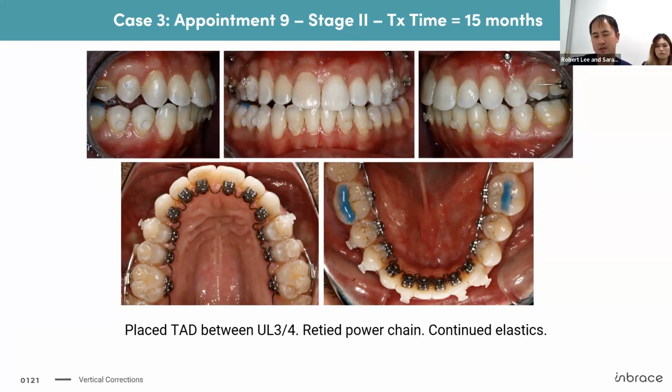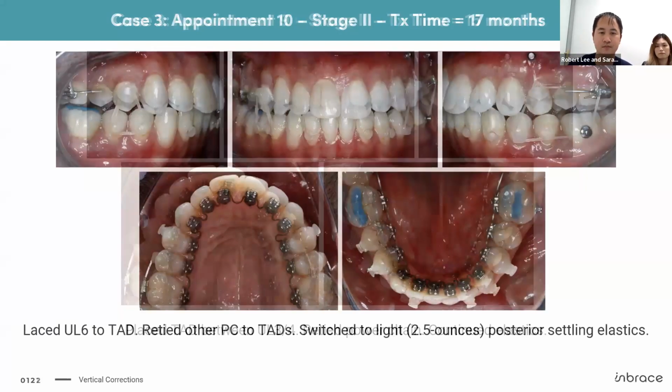I felt that in the next one, there was a little bit of canting forming, that there wasn't enough intrusion on that upper left posterior. So I decided to place a TAD between the upper left 3 and 4, and then I started retying the power chains to the upper 6s as well as the TAD between the upper left 3 and 4.